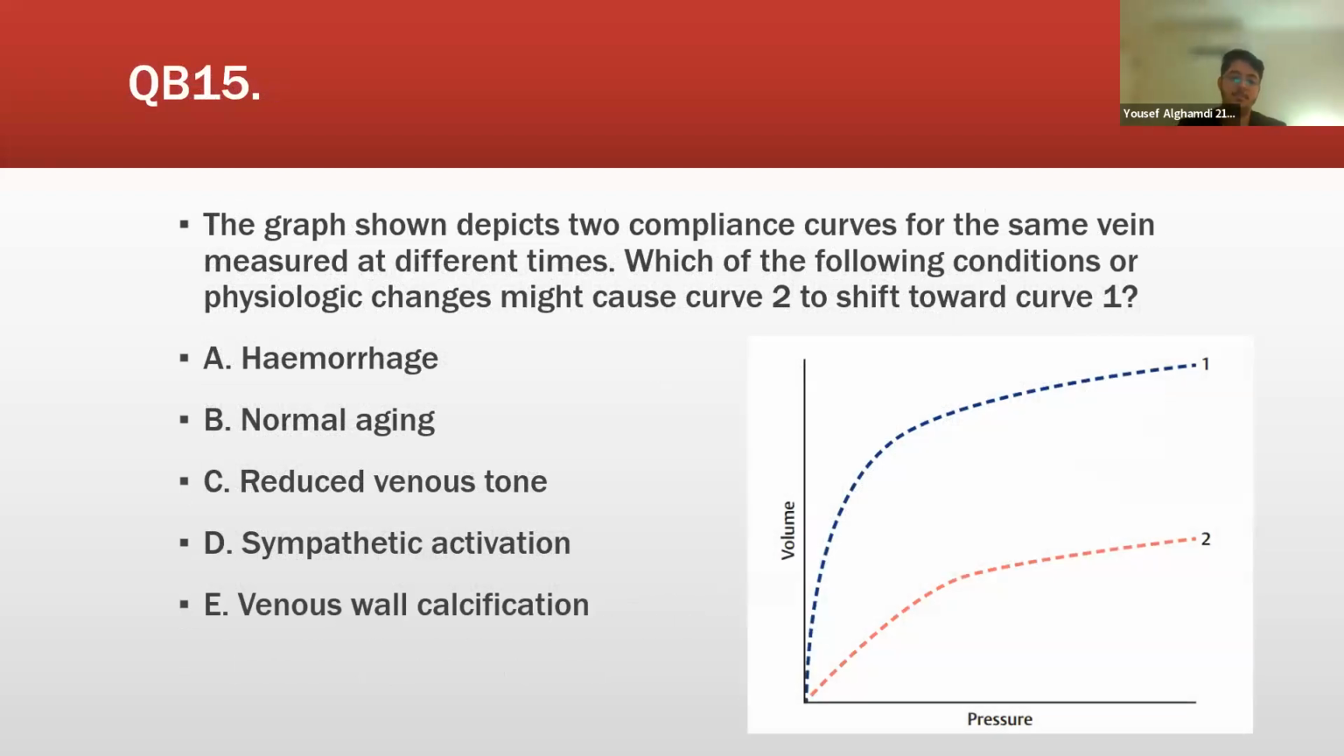Okay, a cardiac function graph, your favorite. The graph shown depicts two compliance curves for the same vein measured at different times. Which of the following conditions would change curve 2 to curve 1?